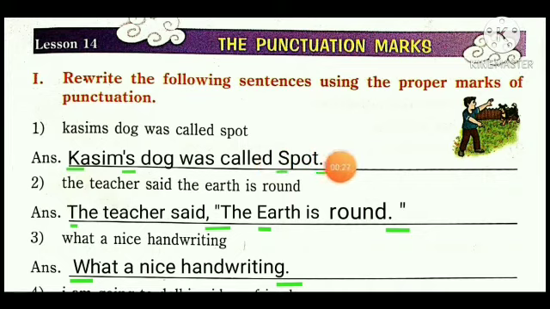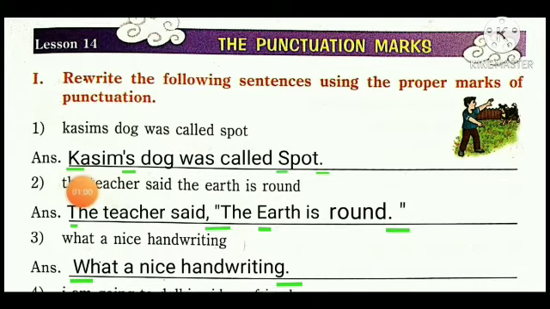I have solved these for you. Look at those sentences properly, observe, and follow the same way for the remaining sentences, and you can also make more sentences with proper punctuation marks. So let us know the first one: Kasim's dog was called Spot. Wherever I have changed something, I have underlined it.